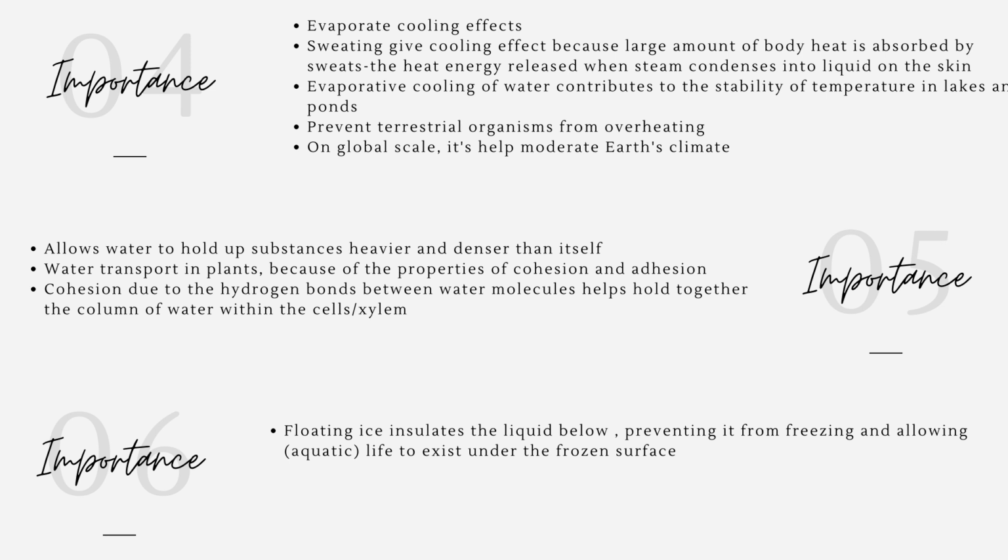Water transport in plants happens because of the properties of cohesion and adhesion. Cohesion is due to the hydrogen bonds between water molecules. It helps to hold together the columns of water within the cells or the xylem. And for the maximum density at 4°C, it is important because floating ice insulates the liquid below, preventing it from freezing and allowing aquatic life to exist under the frozen surface.